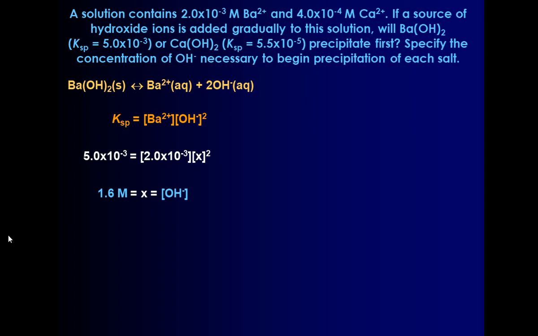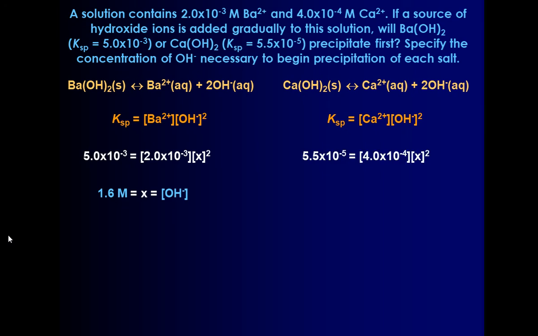The calcium hydroxide equation is going to look a lot like the barium hydroxide equation since they're both in the same group, and the KSP expressions are going to look very similar as well. We have the KSP value for calcium hydroxide, 5.5 times 10 to the negative fifth, and we have the calcium concentration, 4.0 times 10 to the negative fourth. When we go through and do the math, we get that the hydroxide concentration needed to allow calcium hydroxide to precipitate out would be just above 0.37 molar.